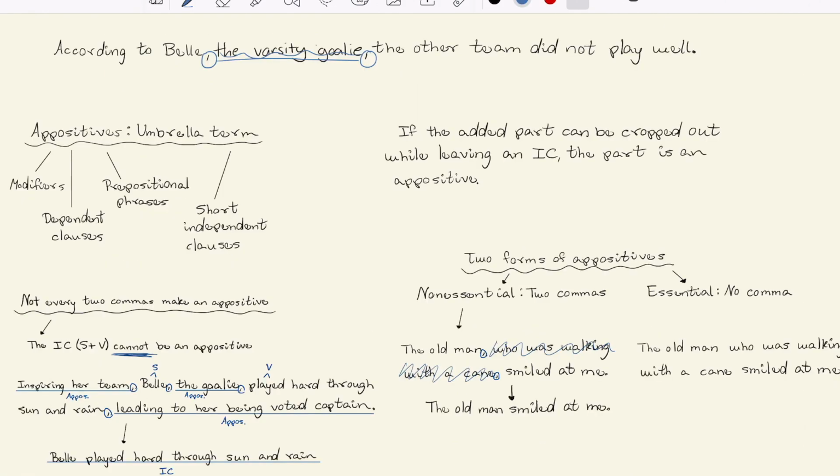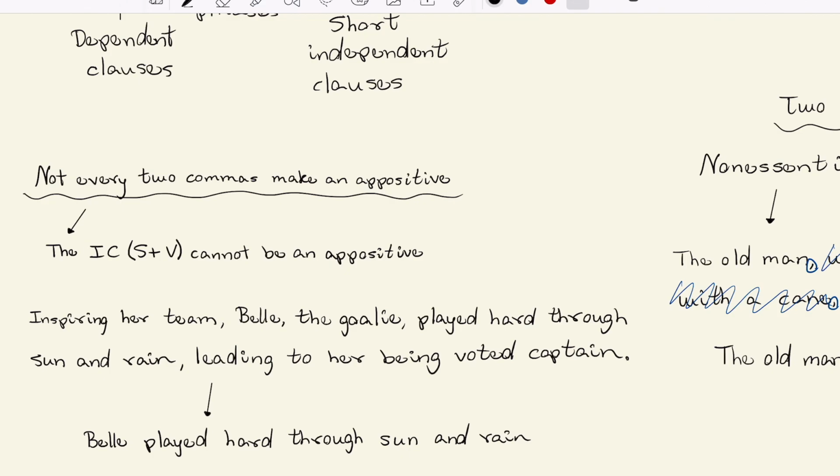The term appositives is an umbrella term, and so it includes multiple things within it, such as modifiers, dependent clauses, prepositional phrases, and short independent clauses. As mentioned before, you can tell if a part of a sentence is an appositive if the added part can be cropped out while leaving an independent clause. It's important to identify the appositives in the sentence using that technique because not every 2 commas make an appositive. For example, the subject and the verb of a sentence cannot be an appositive.